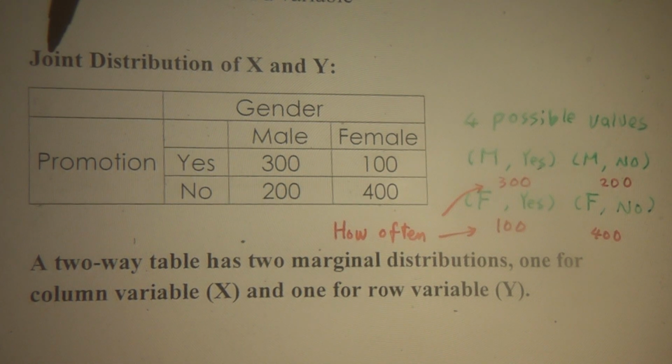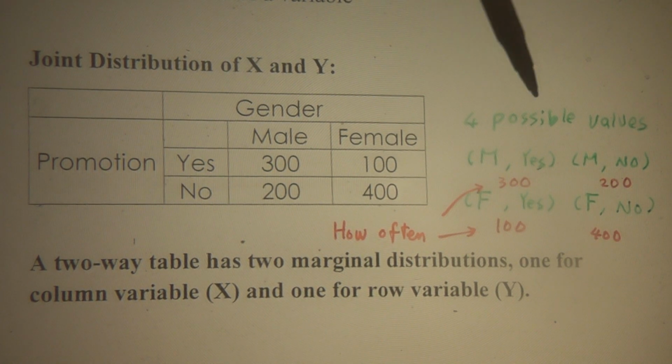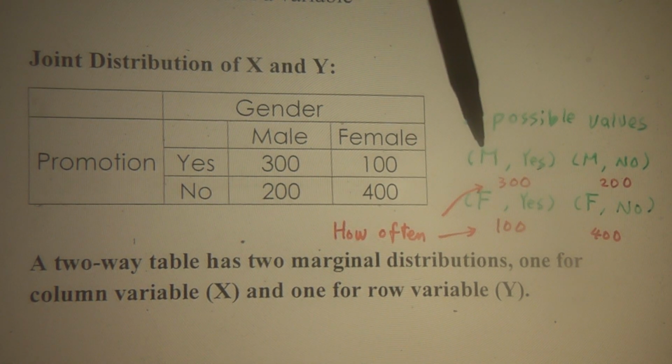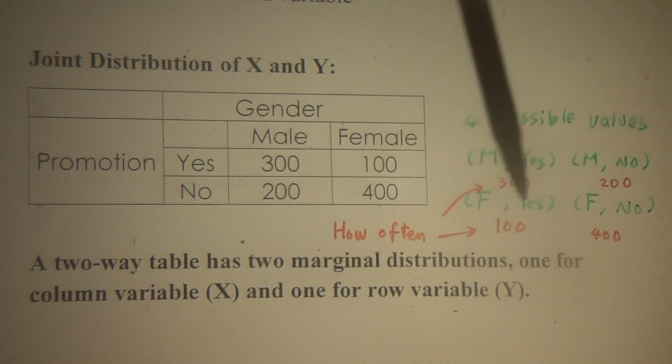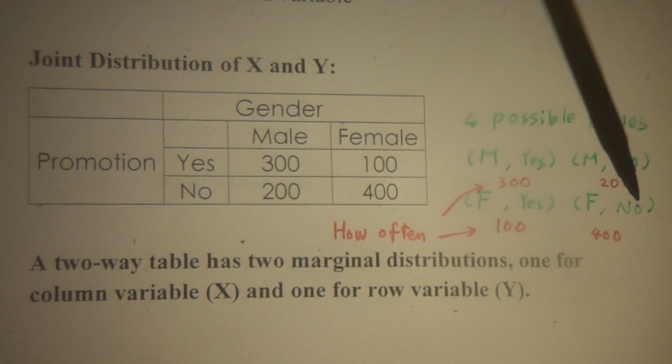So, when we say joint distribution of x and y, how many possible values do we actually have? We have 4 possible values, and they are male, yes; male, no; female, yes; and female, no.